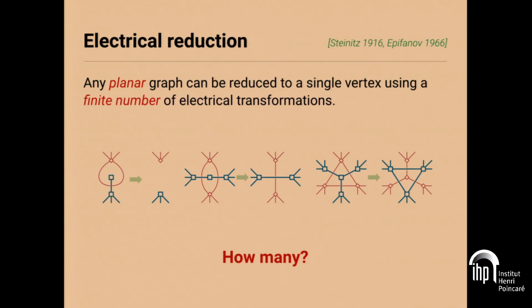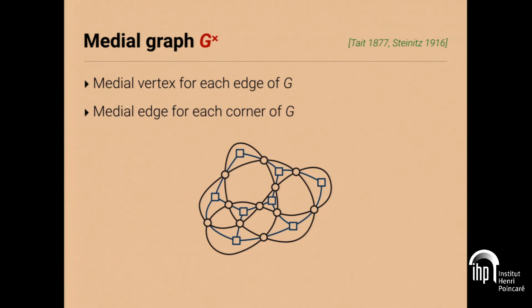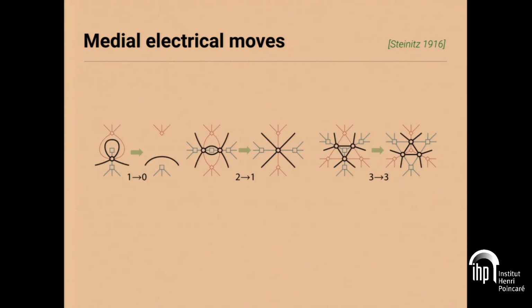So going back to Steinitz, Steinitz's analysis actually shows that any planar graph can be reduced to a single vertex using a finite number of these transformations. And, well, of course, I want to know how many. And again, the way Steinitz approaches this is he defines a medial graph and he builds this thing. And so he thinks about electrical moves, but he thinks about them in the medial graph.